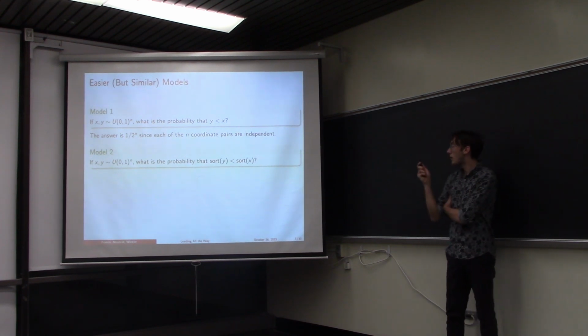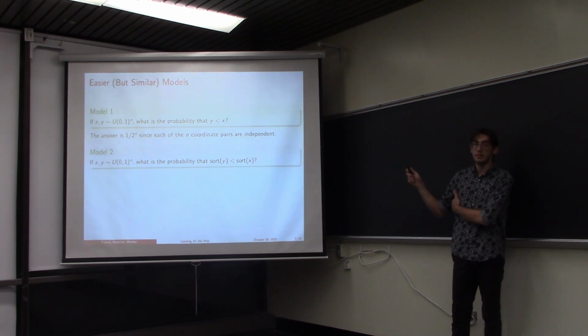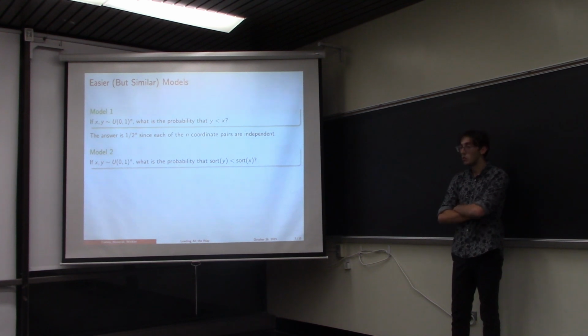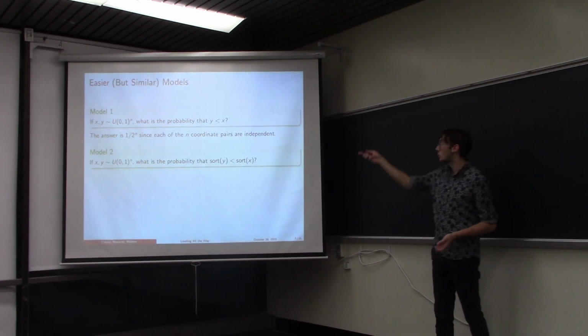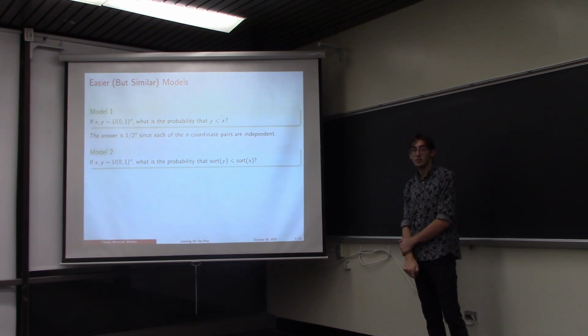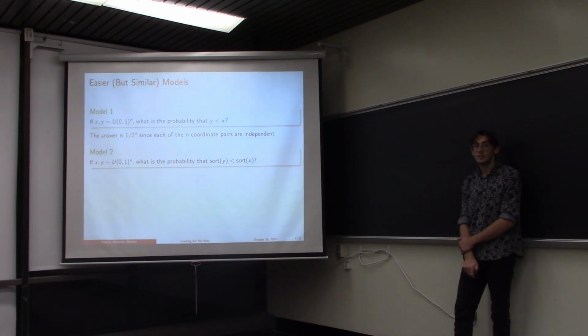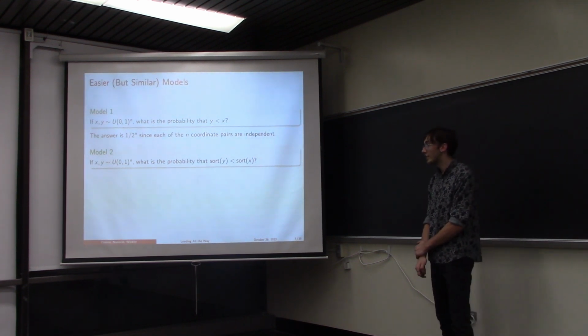And now we want to know the probability that sort x dominates sort y. So we sort the entries into increasing order, and then we ask the same question. Does anyone have any guesses for this one? It's a little bit less obvious, but you can just call something out if you want to. Yes, no? Is it the same thing?